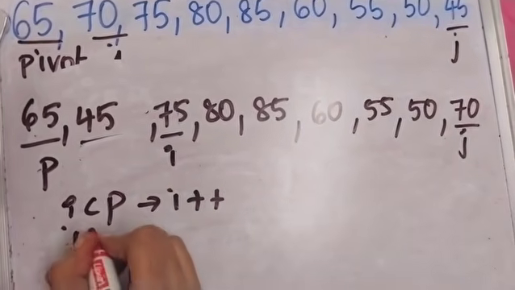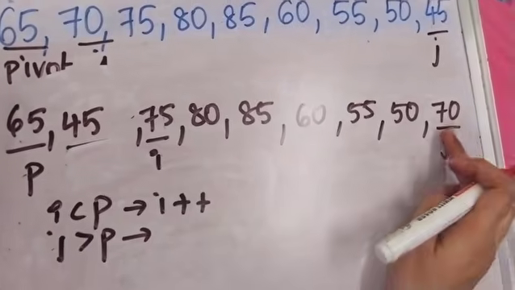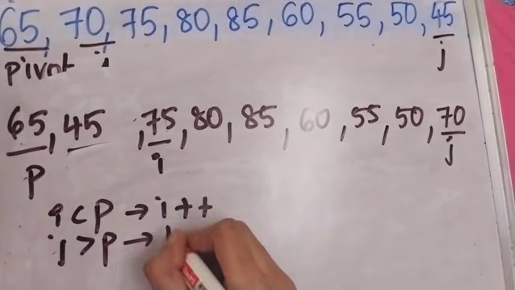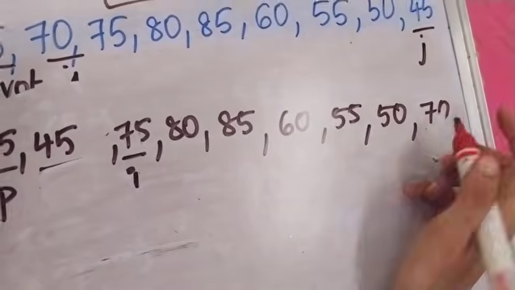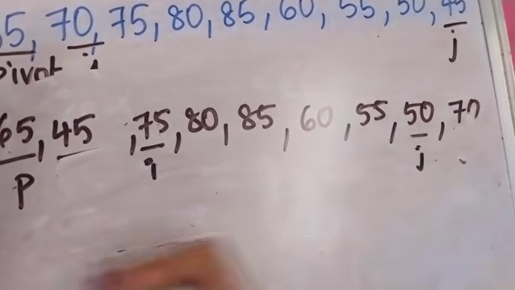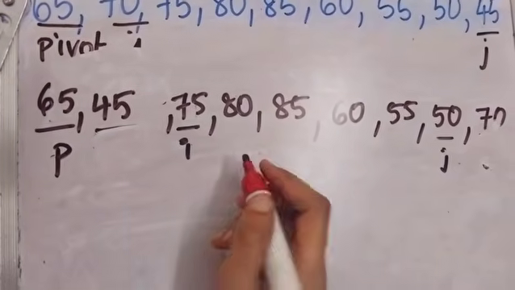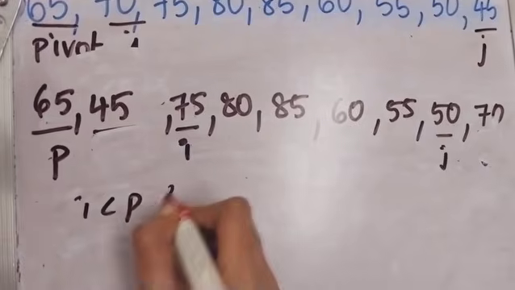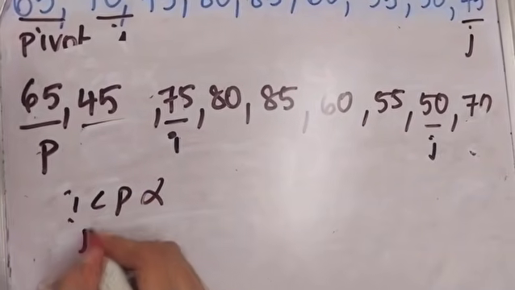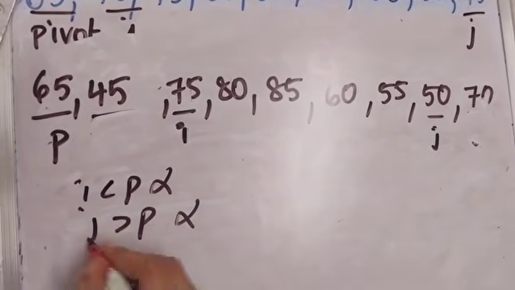Is J greater than pivot element? Let us check. 70 greater than 65? Yes. What do we do? Decrement. So let us decrement it. This becomes my J. Okay. Now same procedure. Is I less than pivot element? I less than P? No. Is J greater than P? No. Is I greater than J?